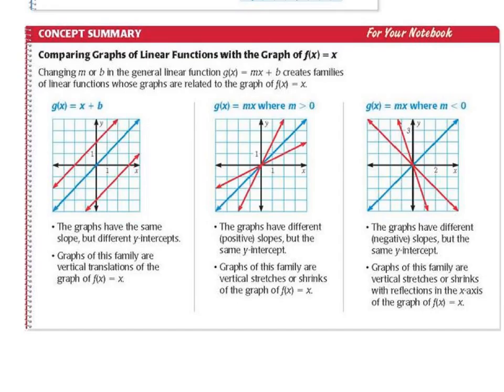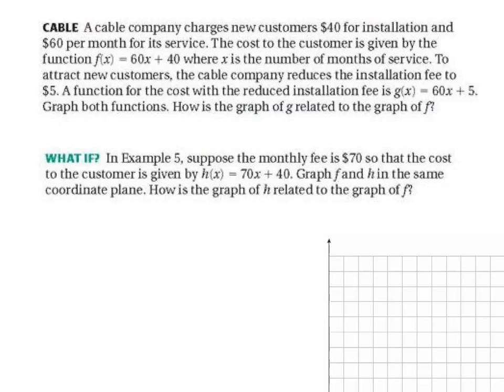All right, let's take a look at some more. It says a cable company charges new customers $40 for installation and $60 per month for its service. The cost to customers is given by the function f of x equals 60x plus 40, where x is the number of months of service. To attract new customers, the cable company reduces the installation fee to $5. A function that gives costs with the reduced installation fee is g of x equals 60x plus 5. So it says graph both functions. How is the graph g related to the graph f? That's in your book, you can read. Let's look at the next part here, though.